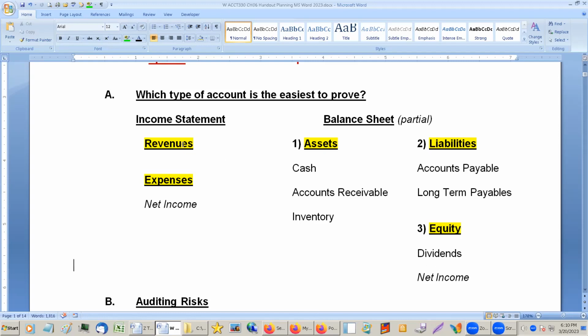And it doesn't necessarily prove, they could overstate revenues and overstate expenses, but this income comes over here. So we know that the income is probably okay or pretty close to it if the assets and liabilities are okay.